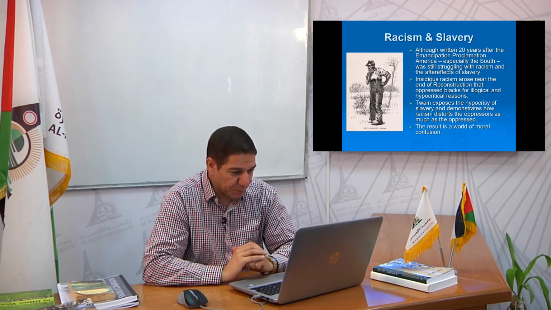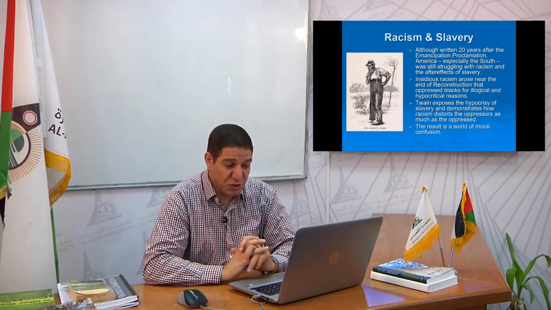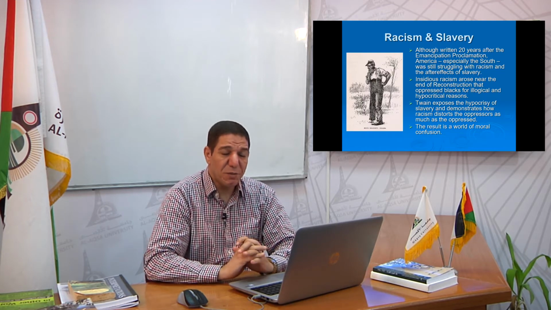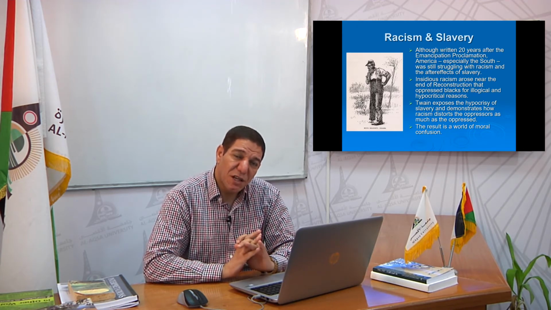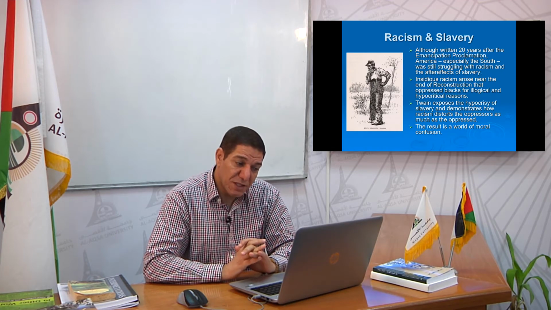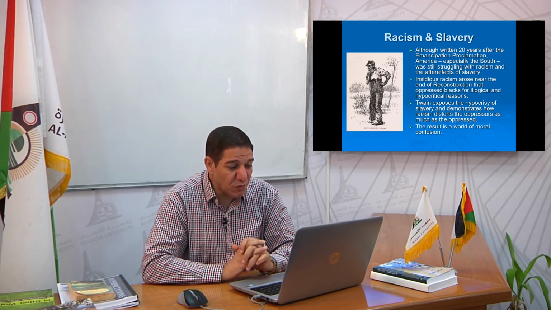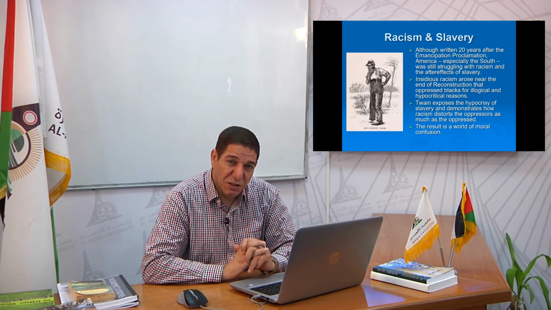Racism and slavery. Although written 20 years after the Emancipation Proclamation, America, especially the South, was still struggling with racism and the after effects of slavery. The Emancipation Proclamation was a proclamation made by Abraham Lincoln, which in fact liberated slaves by law. This is the Emancipation Proclamation. Insidious racism arose near the end of Reconstruction. Reconstruction is an era that started after the Civil War, which started and ended in the 1860s.